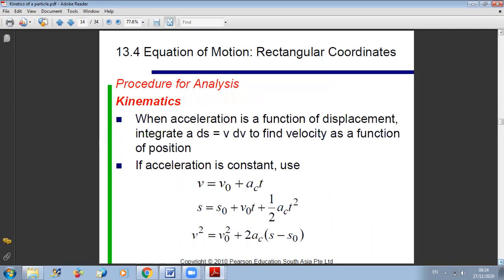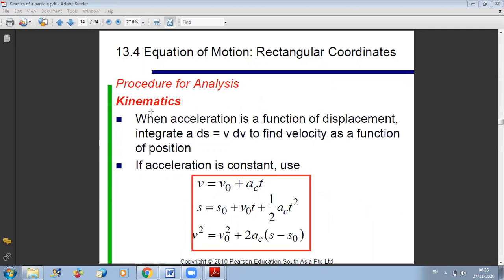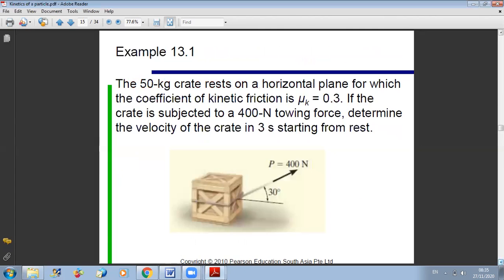Now keep in mind that if you have a constant acceleration, you can apply all the formulas that you have learned in the previous chapter. So sometimes we need to combine the two chapters to end up with our solution, and we will see an example for this. So let us do a first problem. The 50-kilogram crate rests on a horizontal plane for which the coefficient of kinetic friction is mu k equals 0.3. If the crate is subjected to a 400 Newton force, determine the velocity of the crate in 3 seconds starting from rest.